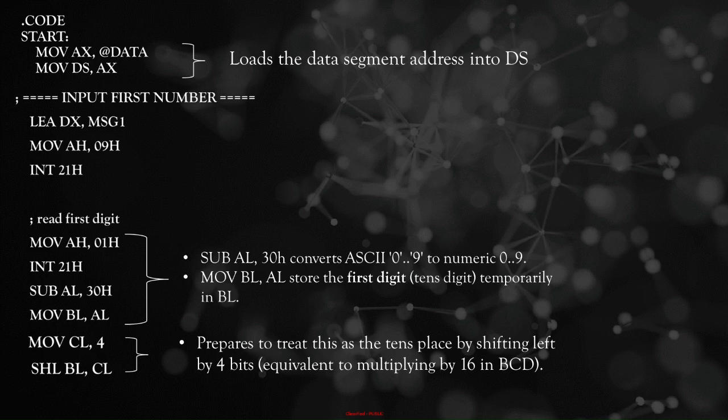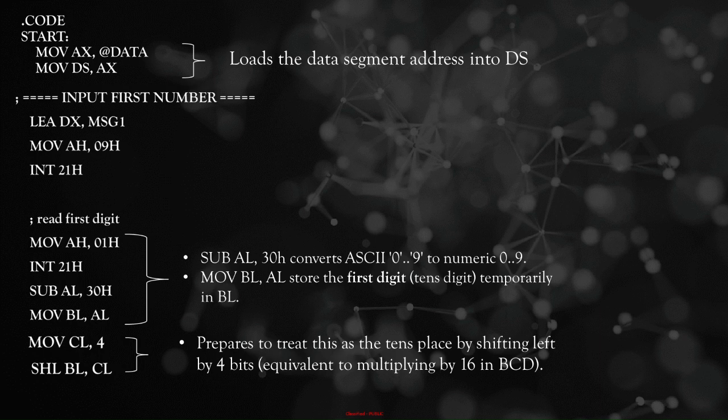Now, sub al, 30h and mov bl, al. Convert the ASCII digit to its numeric value by subtracting 30h, that is the ASCII code for 0. So 34h becomes 4, that is 04h. I then move that numeric value into BL, which is temporary storage for the tens digit.